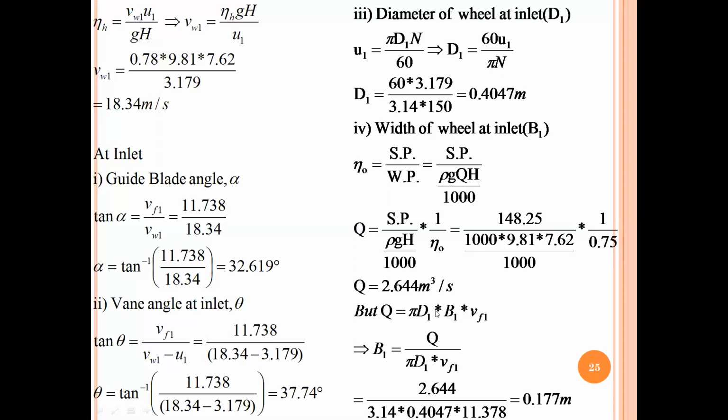But for discharge, again, there's a standard formula, pi D1 B1 VF1. We know the value of D1, we know the value of VF1. So we can substitute and can find the value of B1, that is equal to 0.177 meters. So this ends my question here. We have found out all the four terms required for your Francis turbine.